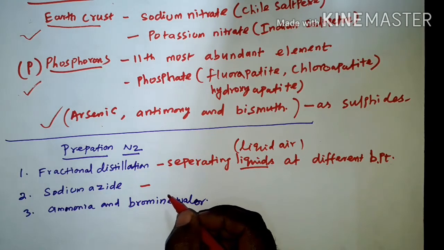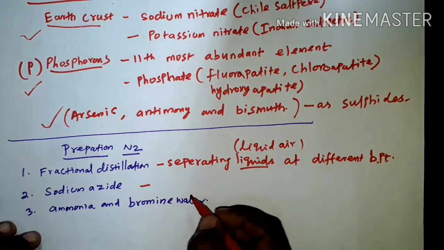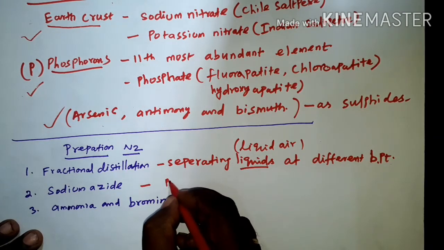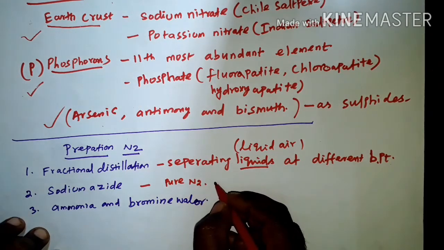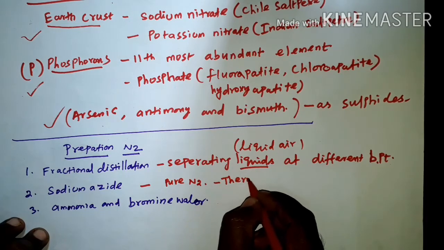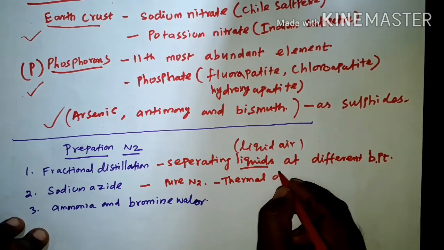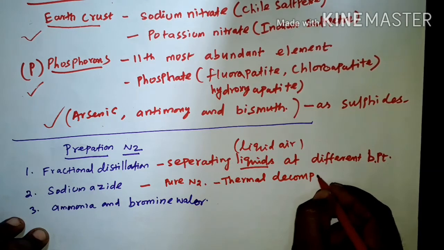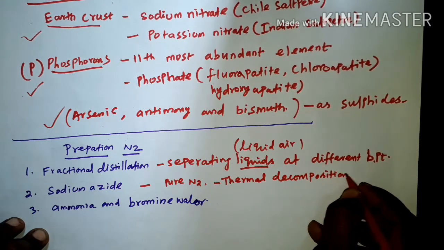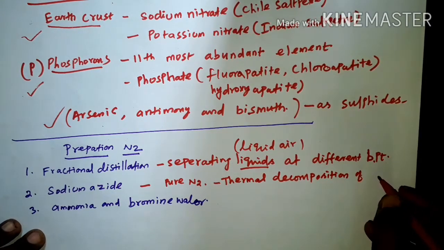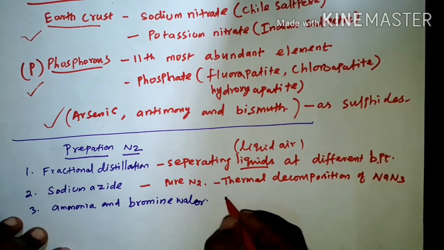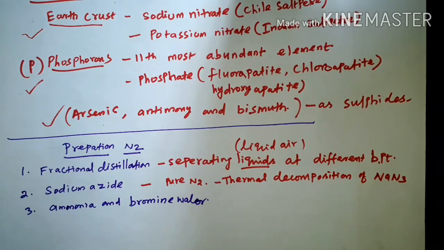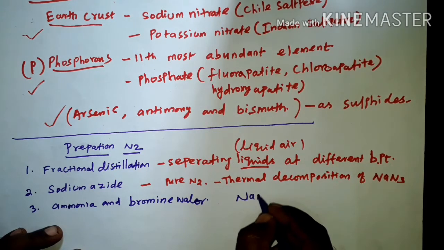Then the second one is sodium azide. This is the preparation of pure nitrogen. Pure nitrogen can be obtained by the thermal decomposition of sodium azide. The formula is NaN3. See the reaction. Take NaN3, that is sodium azide, NaN3.